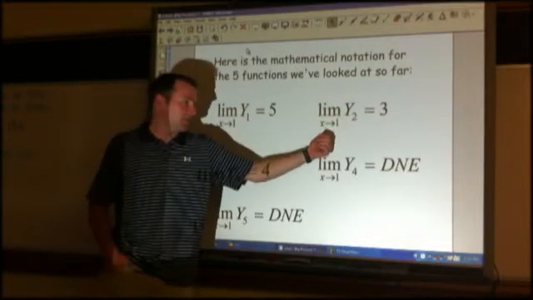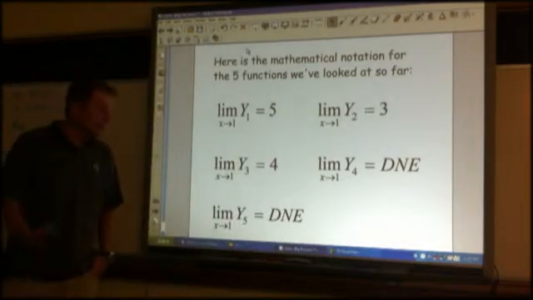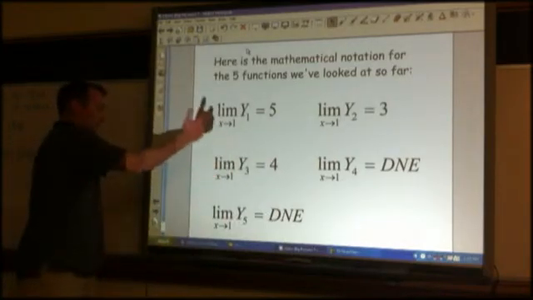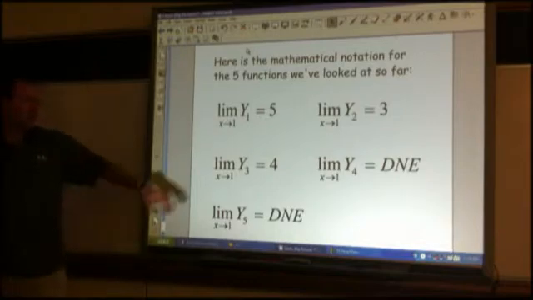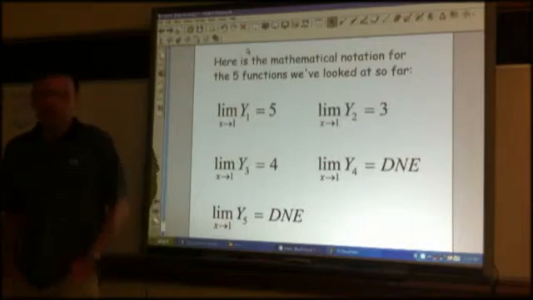Same thing for the second one, same idea. X is approaching 1. The limit was approaching 3, and the value of the function was 3. For this one, this is the one where they were all 4s. And then these two are where the limit from the left and the limit from the right didn't match.